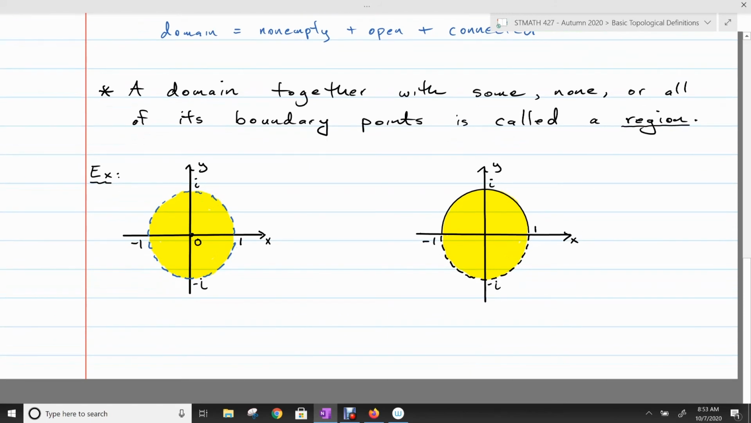So for example, in this picture at the bottom, on the left there, that open unit disk is a domain because it's not empty, it's open, and it's certainly connected. And then on the right there, I've included some of the boundary, the top half of the disk. So since I've included some of the boundary of that domain, I get what's called a region.